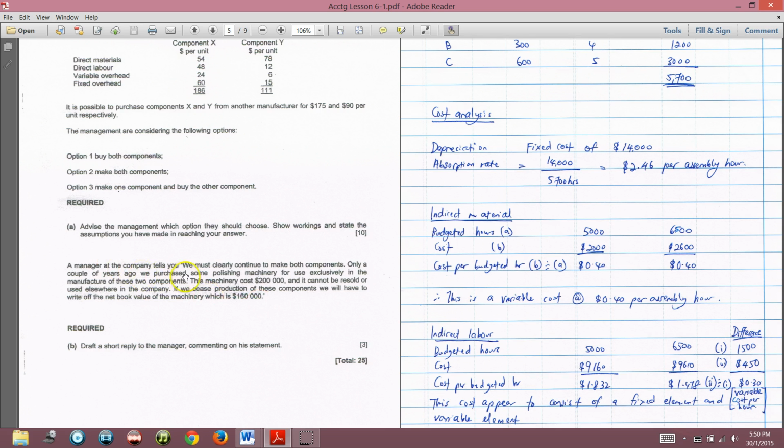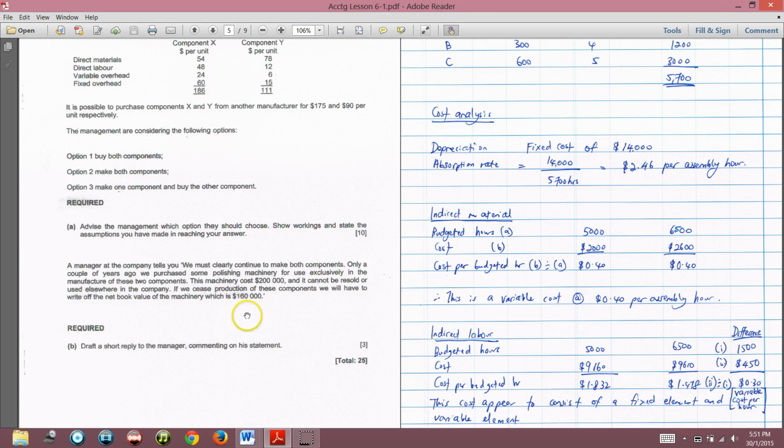A manager at a company tells you, we must clearly continue to make both components. Only a couple of years ago, we purchased some polishing machinery for use exclusively in the manufacturing of these two components. This machine costs $200,000 and it cannot be resold and used elsewhere in the company. If we cease production, this component will have to be written off. We will have to write off the net book value of the machinery, which is $160,000. Draft a short reply to the manager commenting on this statement.